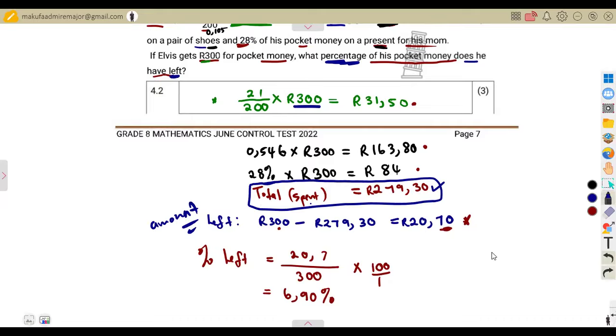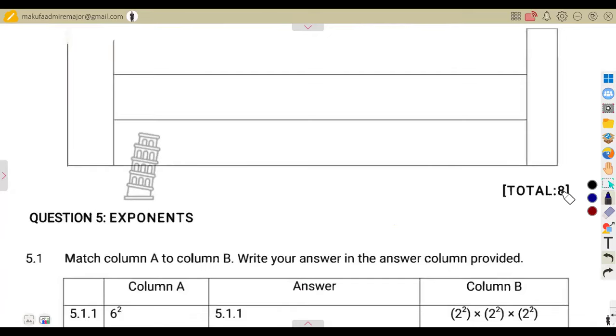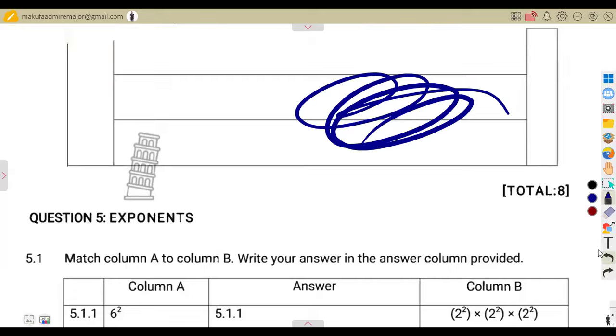All right, amount left. So the amount left is what he had minus what he spent. How do you calculate the amount that you are left with? It is the money that you had before minus the money that you have used. You have used 279,3, so you remove that. You have used it, it's no longer there. So you are just left with 20,7. Then you express that as a percentage. That is the instruction. 3 marks for that. So this is the whole part that you're going to have here.